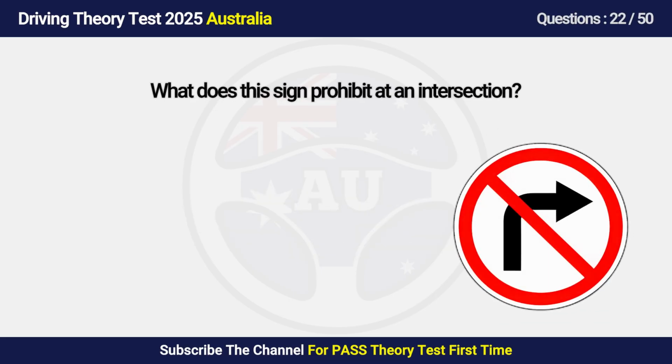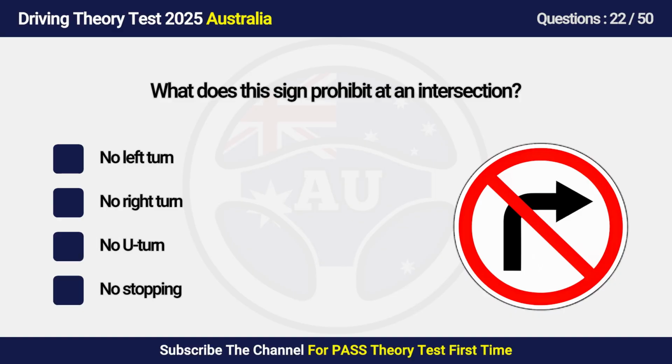Question 22. What does this sign prohibit at an intersection? A. No left turn. B. No right turn. C. No U-turn. D. No stopping.